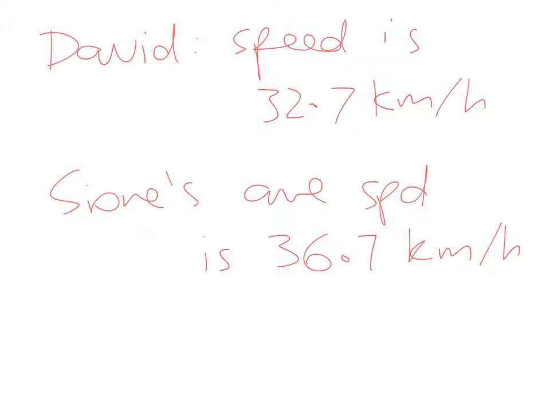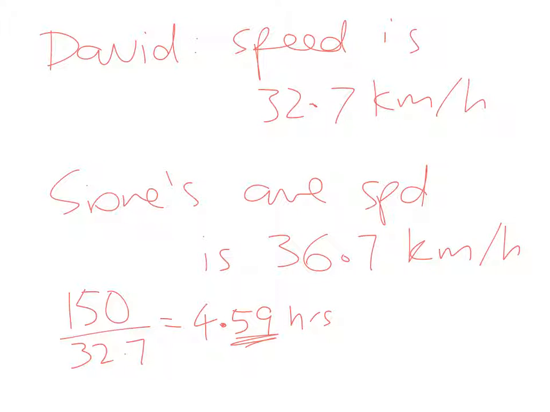Right, but a really smart thing to do after you've put this much effort into a question would be to check that that answer is correct. So we're going to do that now, simply by going, what's 150 divided by 32.7? Because that's going to tell me how long it took David to do the race. Okay, 150 over 32.7 gives me 4.59 hours. Right, that's not 4 hours 59 minutes.